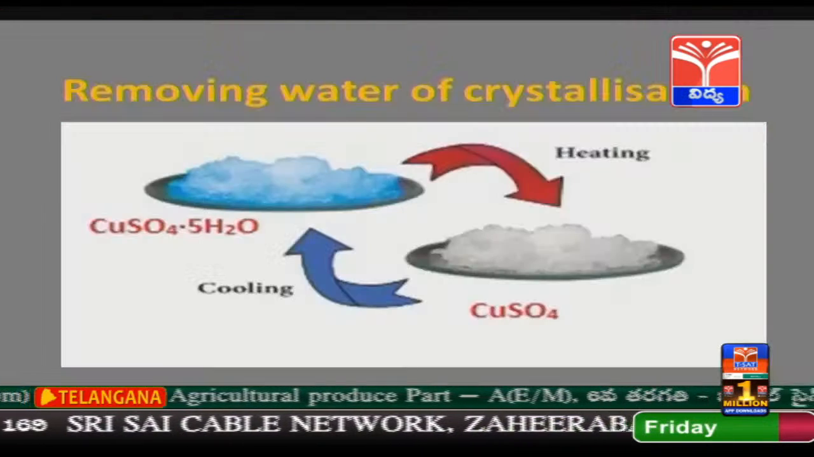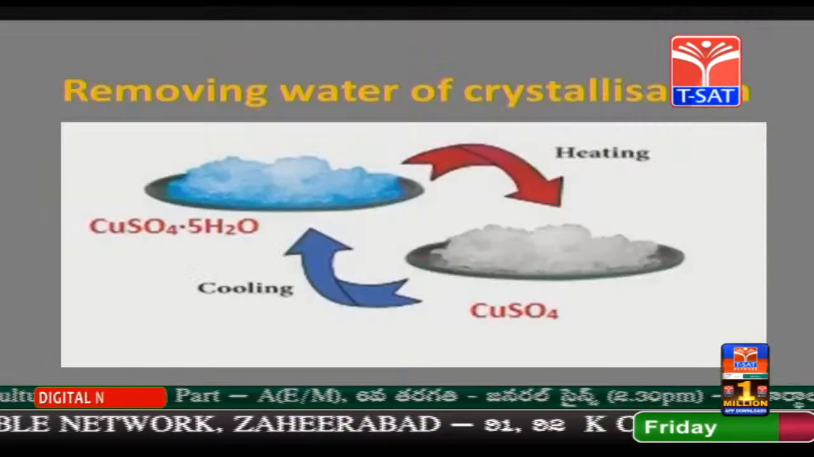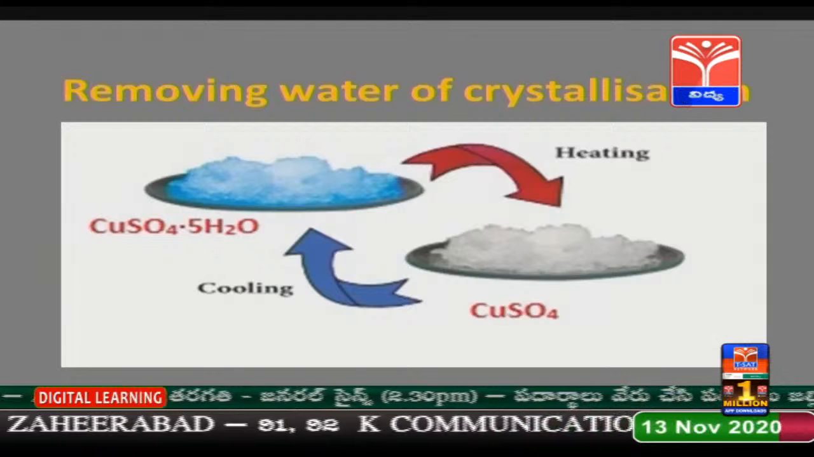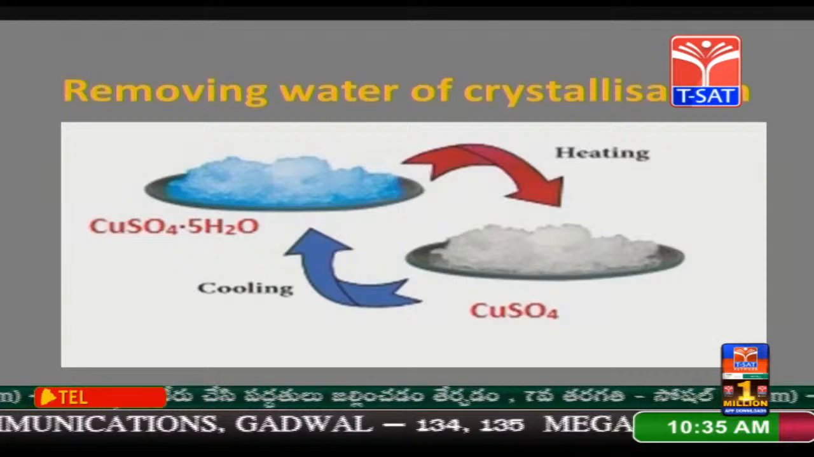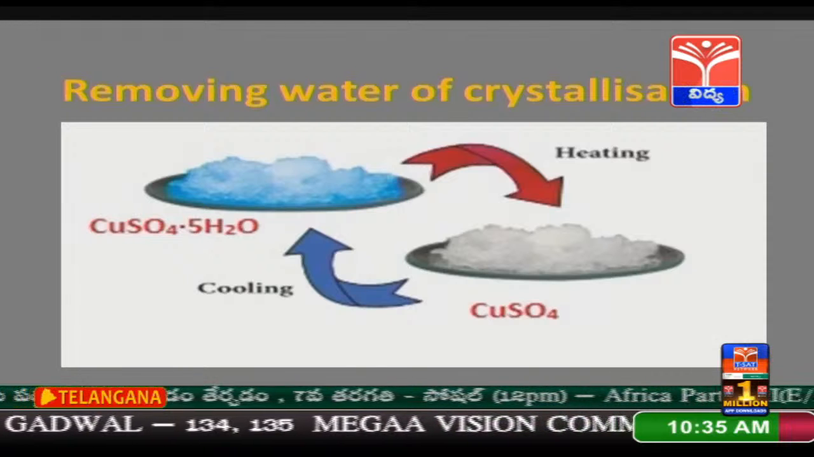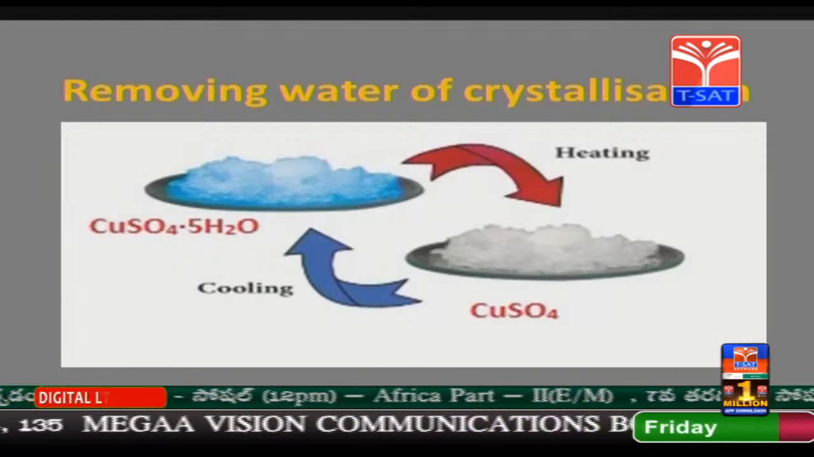Now, let us see, there is another compound like this, copper sulphate. Do you know the color of copper sulphate, children? Yes, it is sky blue like our background slide. 5 water molecules are associated with it. Now, let us perform a small experiment for this.